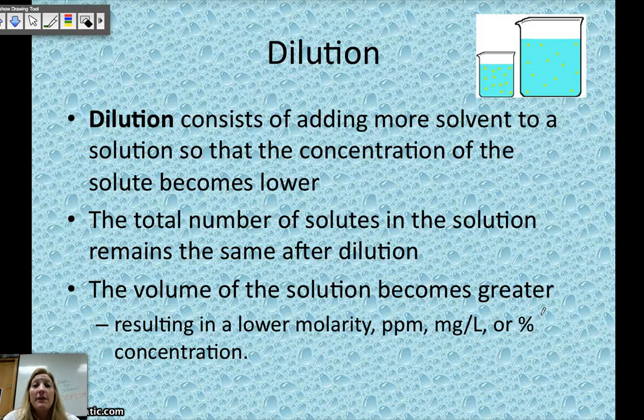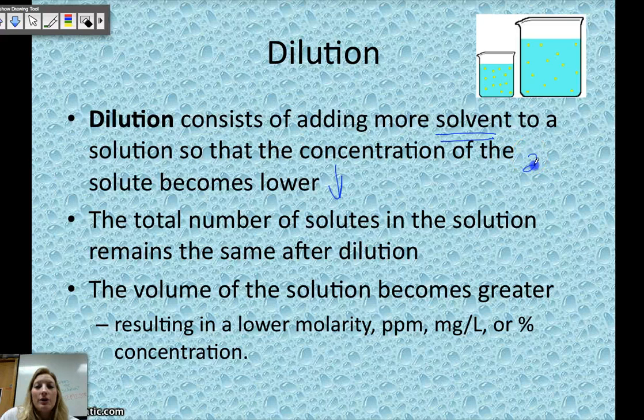All right, so we've talked about putting stuff into those solutions, but sometimes you have to dilute it. If we have a solution and we've put all this stuff in it, we then add more water, there's still the same amount of solute in there. We have just lowered the concentration because we've increased the volume. So dilution consists of adding more solvent or more liquid to a solution so that the concentration goes down. The total number of solutes is the same. If you think about this solution up here, there's 12 little dots. If we add water to it, there's still 12 little dots. It's just in a bigger volume.